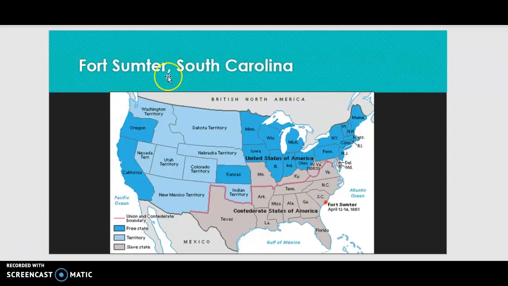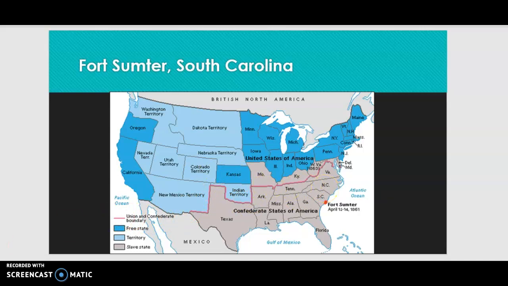This brings us to Fort Sumter, which is located in South Carolina. You can see Fort Sumter down here. This is going to be essentially the start of the war. And again, this is another map showing us the slave states here, free states in blue, and the light blue are the territories. So you can see the states here, and the purple line here is the border between Union and Confederate boundaries.